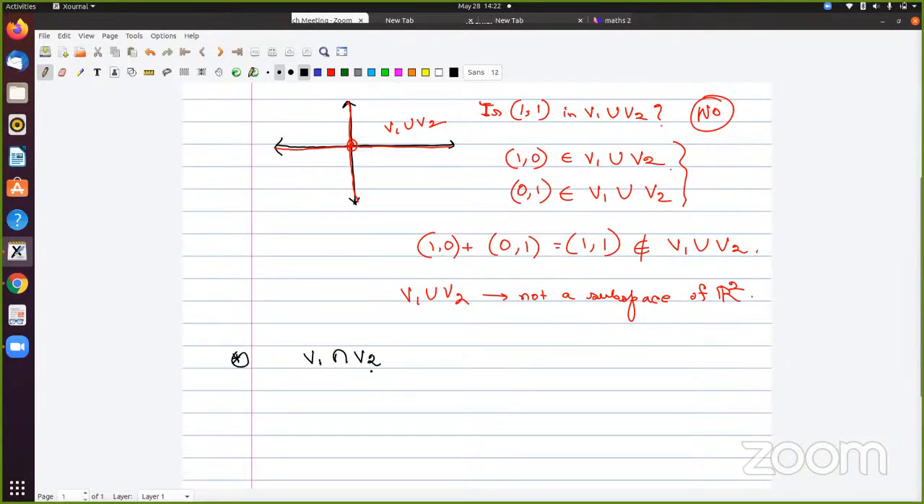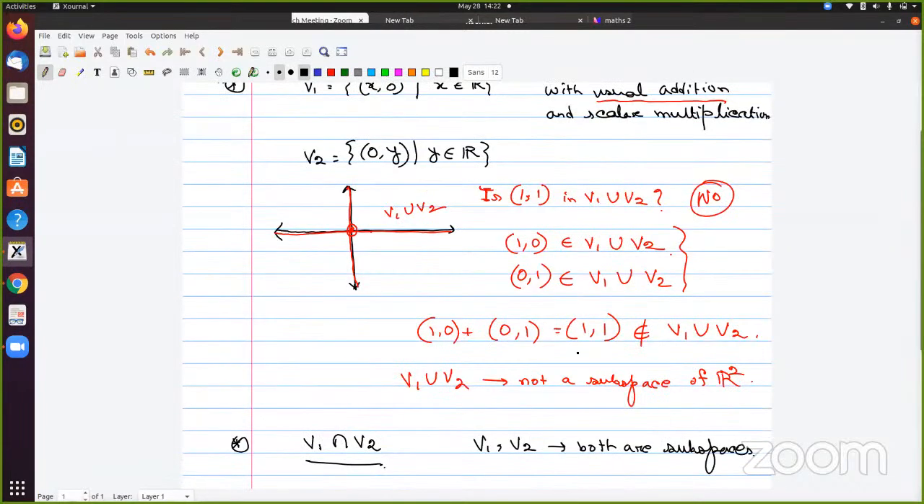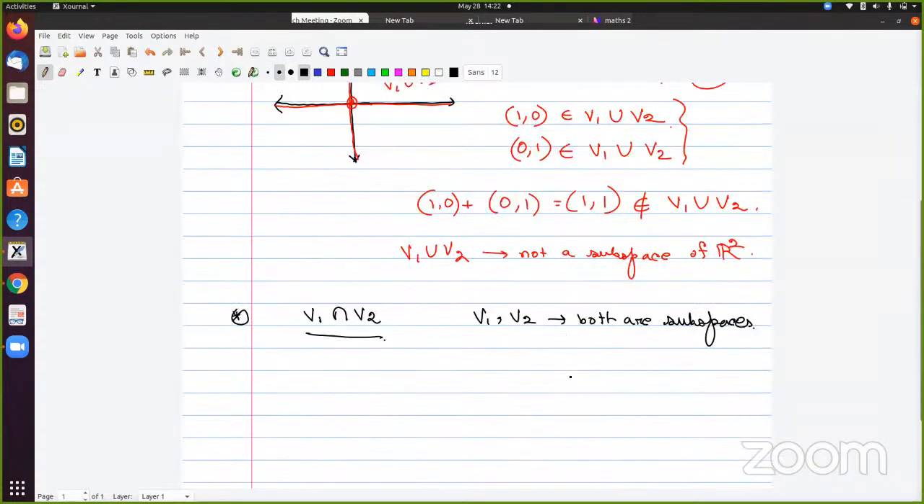V1 and V2 both are subspaces. And the intersection, I think only (0, 0) will be there. In this example, it will be only (0, 0), so it will be a subspace. But in general, what happens? In general it can be anything. It will be a subspace, because it will lie on both. Then only it is in the intersection.